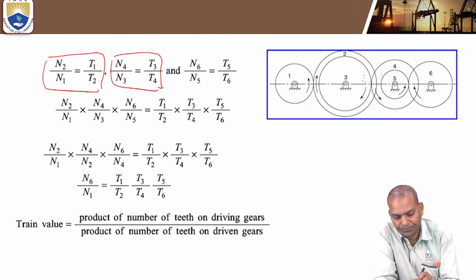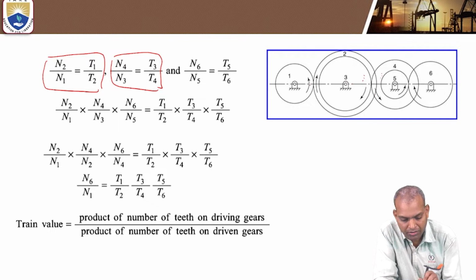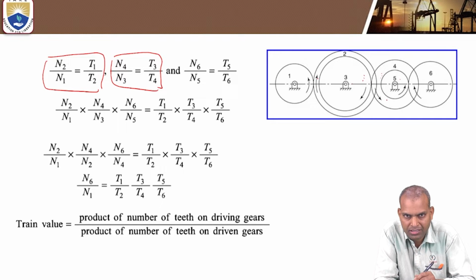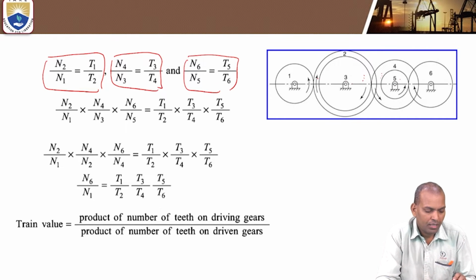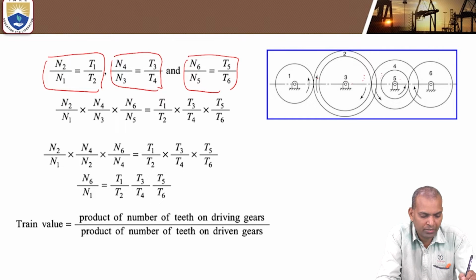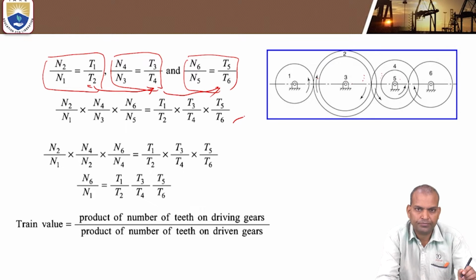Now consider 1 and 2 combined, and 3 and 4 in contact. Now on the same shaft, 5 is in contact with 6. Gear 5 is the driver, 6 is the follower. Then N6 by N5 equals T5 by T6. Now if we take the product of these, N2 by N1 times N4 by N3 times N6 by N5 equals T1 by T2 into T3 by T4 into T5 by T6.